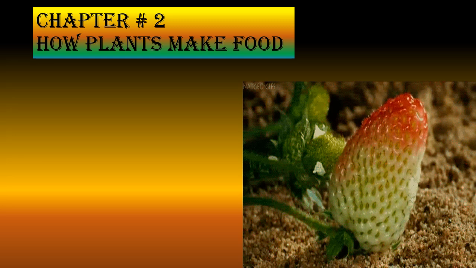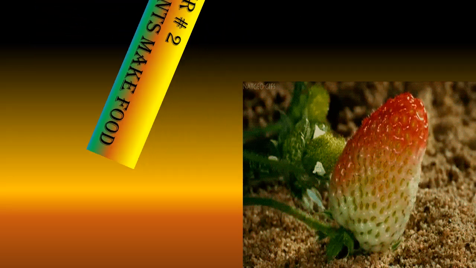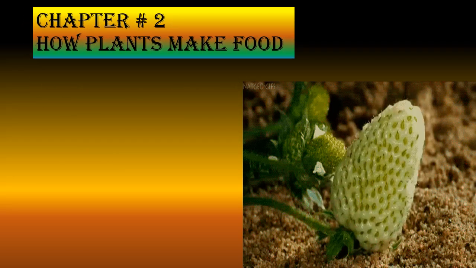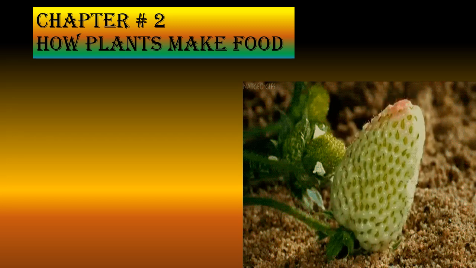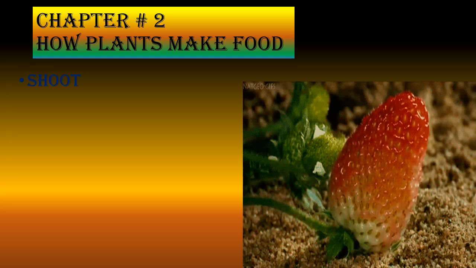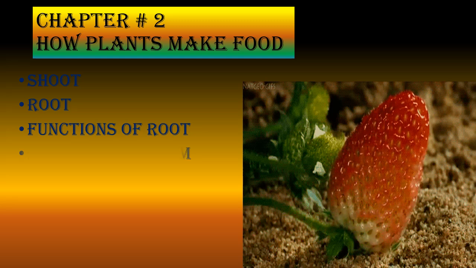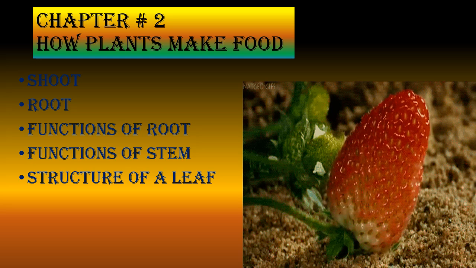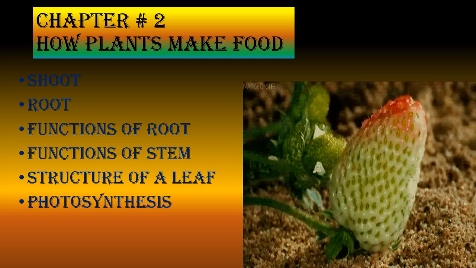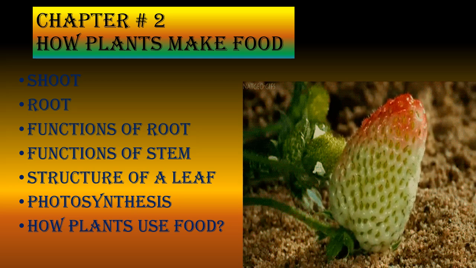So kids, are you excited to start a new chapter? Yes, we are going to start our new chapter, that is how plants make food. The main points which we are going to discuss in this chapter are: what is a shoot, what is a root, functions of root, functions of stem, structure of a leaf, photosynthesis, and how plants use food. So students, let's get started.